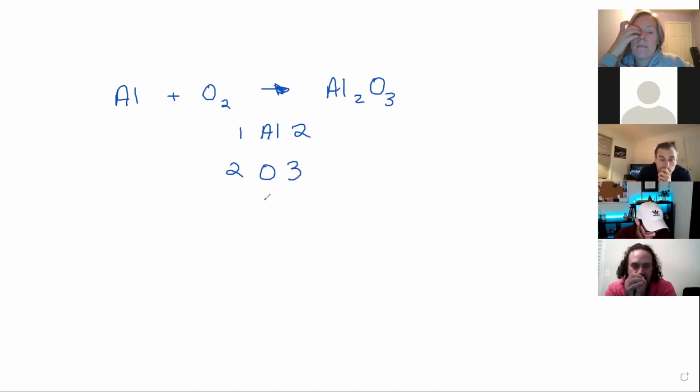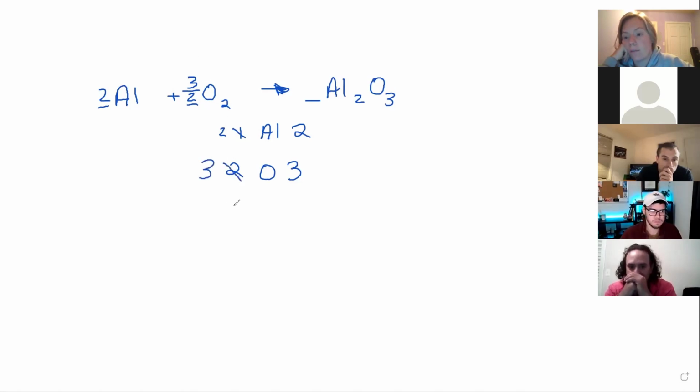So now I want to balance this, but again, I can only put things in front to balance the equation. So I could start with aluminum. I've got 2 here. I could put a 2 here, and that will change this to 2. Oxygen's kind of funky, right? So I've got 3 here, and I've got 2 here. So I could put 3 over 2, because 3 over 2 times 2 would give me 3. So now I have 3 there.